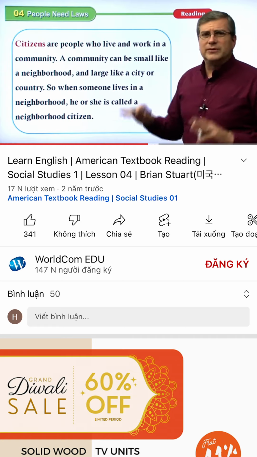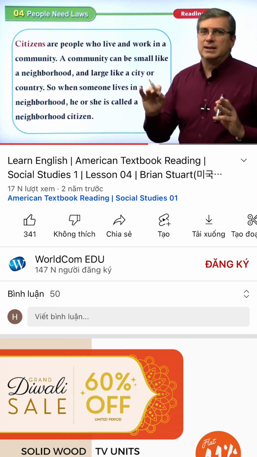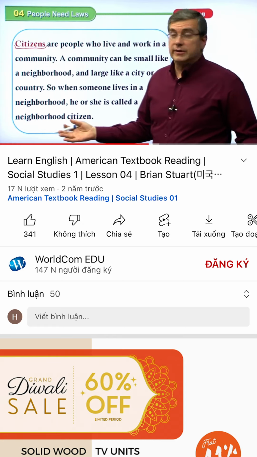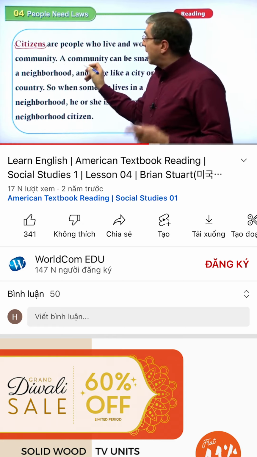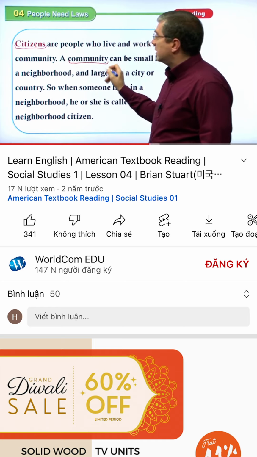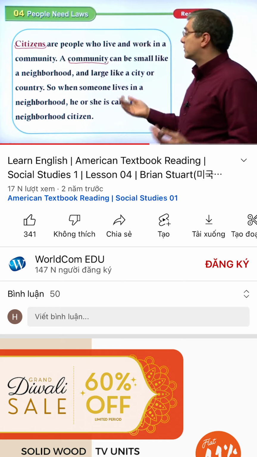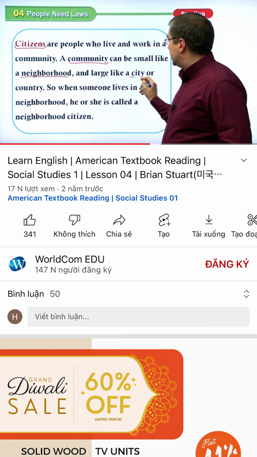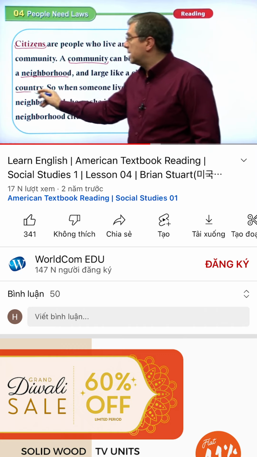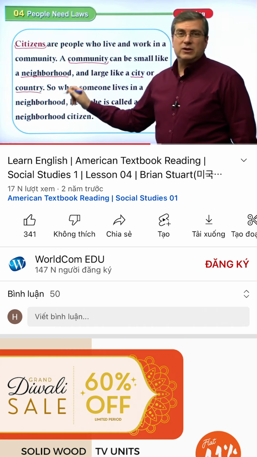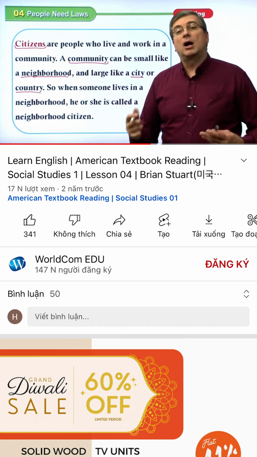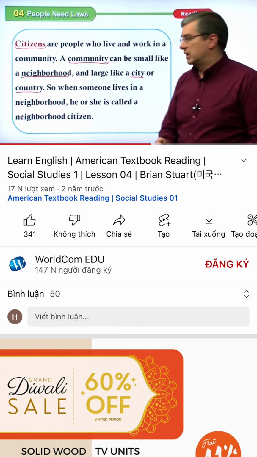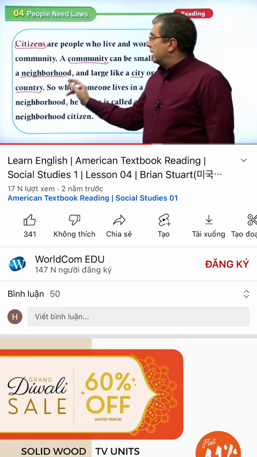So we have a couple of sentences that define terms. First, we had a definition, what are citizens? Then we saw the word community, and then the next sentence defined what is a community. And we saw three examples. It can be a neighborhood, it can be large like a city, or it can be a country. Okay, so we see two sentences, first of all, are talking about definitions. What is a citizen? What is a community? And so we see those two.